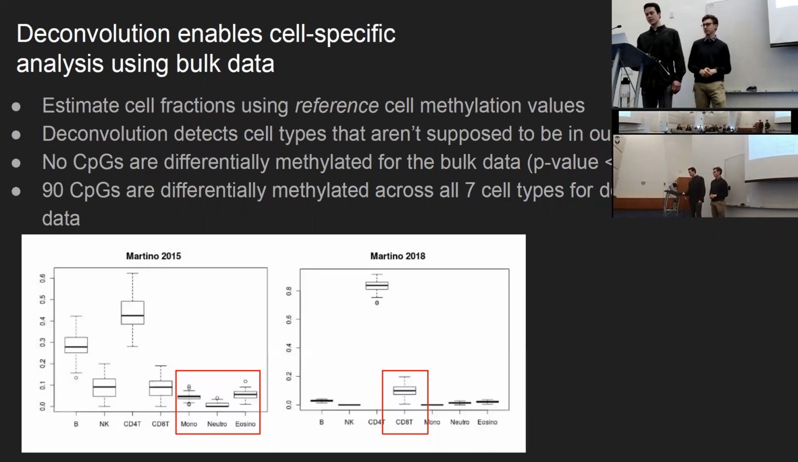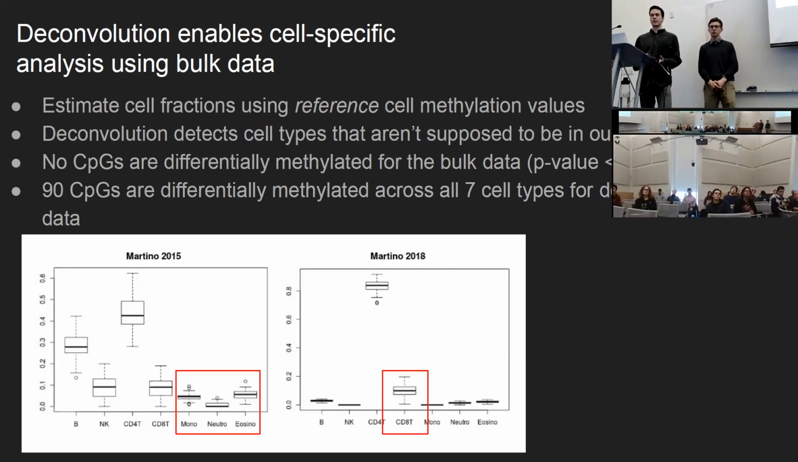So as Taylor mentioned, most of the data sets that were available to us use bulk methylation data, and this covers up a lot of the cell-specific signals that we want to uncover. Luckily, we can use a technique called deconvolution to estimate those cell-specific effects. The idea is that if we have reference methylation values for the cell types we're interested in, then we can estimate the cell fractions that are present in a sample.